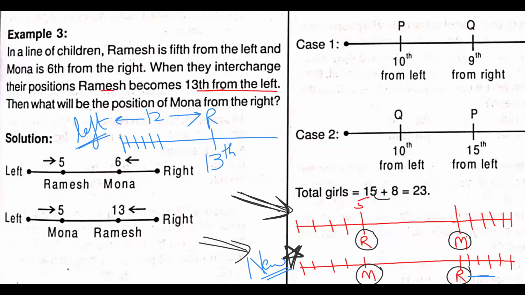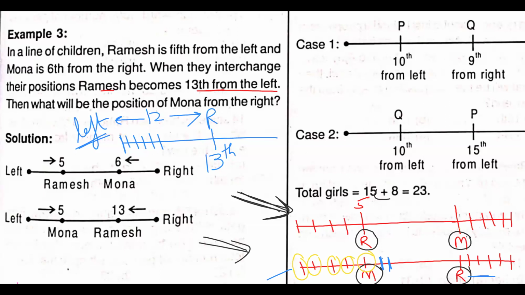So if I start counting from here, just look over here. This is 1. If we start counting from here, 1, 2, 3, 4, 5. 5 we have counted. But Ramesh should be 13th from the left end. So what we'll do, we'll keep on placing some more persons after Mona. Why are we doing this? Because Ramesh should come 13th from the left. That is why we are placing more people after Mona.